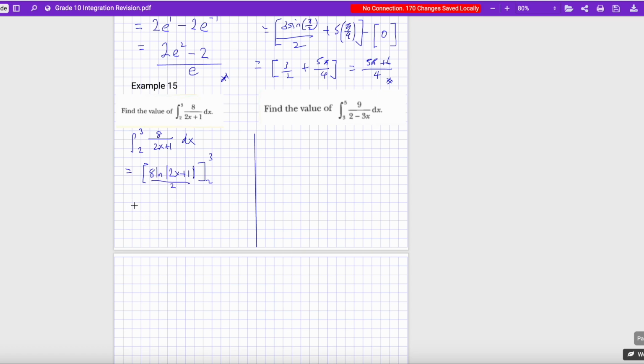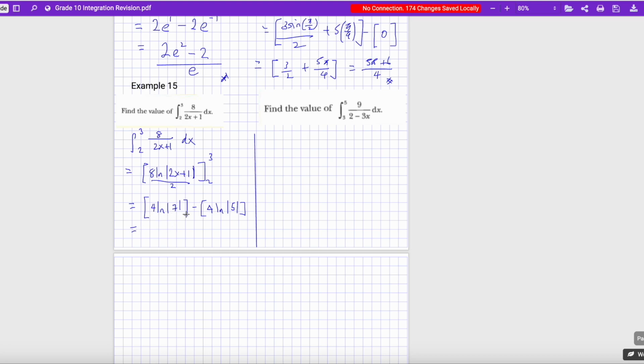Okay, so let's work it out. You're going to sub 3 in. So this will be 4 ln 7, if I'm not mistaken. 7, yeah. And then minus, we're going to sub 2 in. So this will be 4 ln 5, yes, 5.